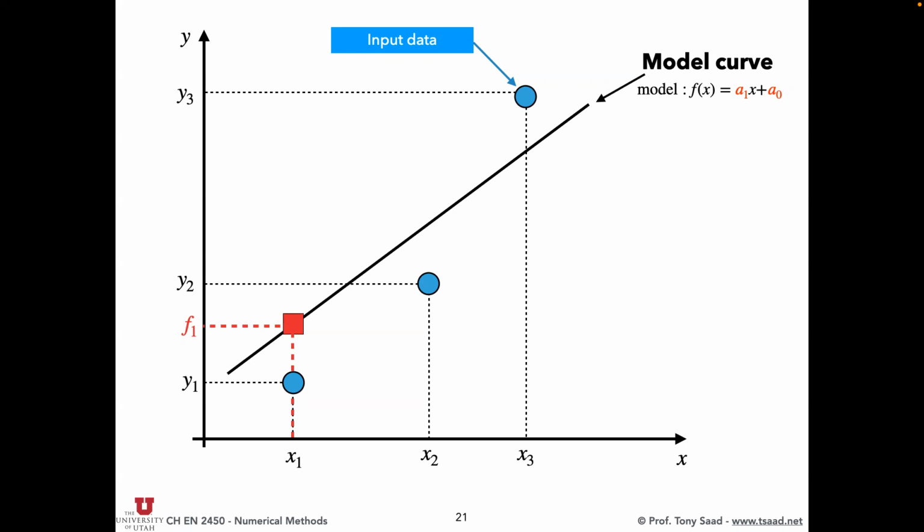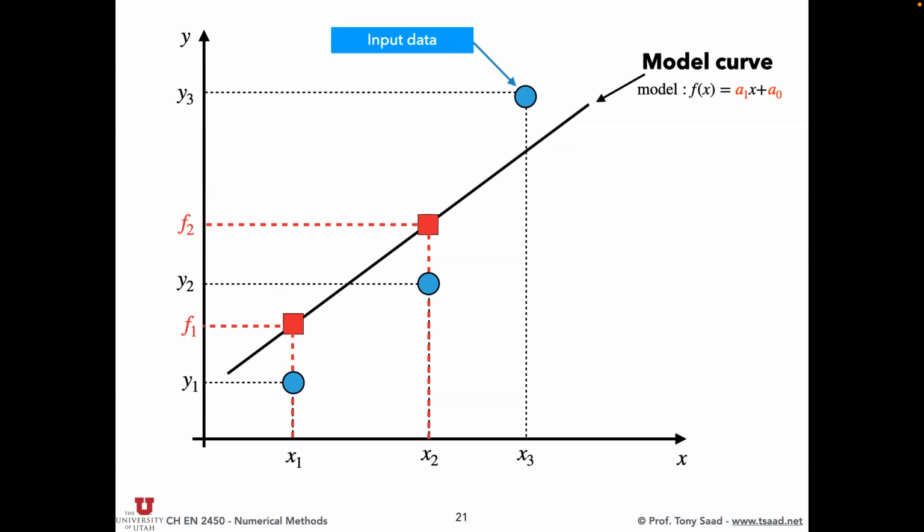And the same thing applies for x2. You get a prediction by this red square. It's going to be different than the value you would have obtained from the observation. So remember, x values are independent variables. They're given to you. The y1, y2, etc., the y values are also given to you. They're the dependent observations. The f values are what your model is predicting at the input values.